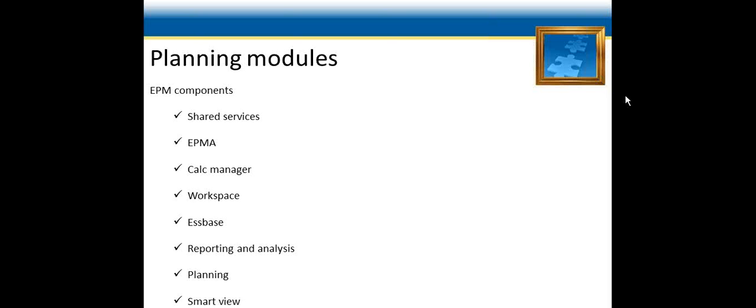The next module is the reporting and analysis. Financial Reporting enables you to create reports and charts for web or print for analysis and distribution for the budget plan. The next module is the Planning. Planning web interface enables you to deploy applications to planning organizations.